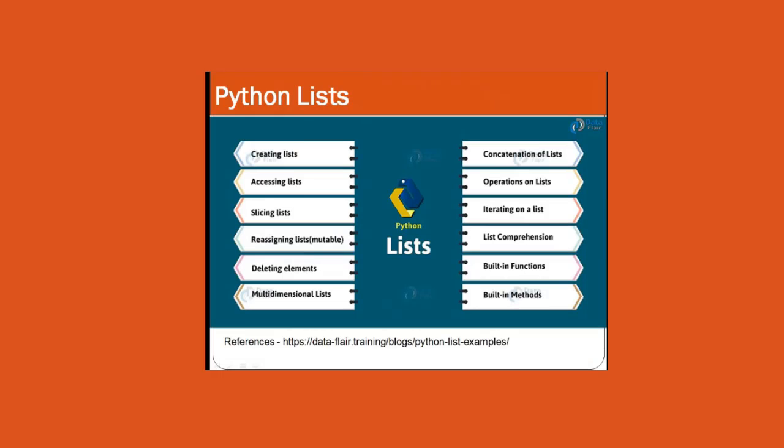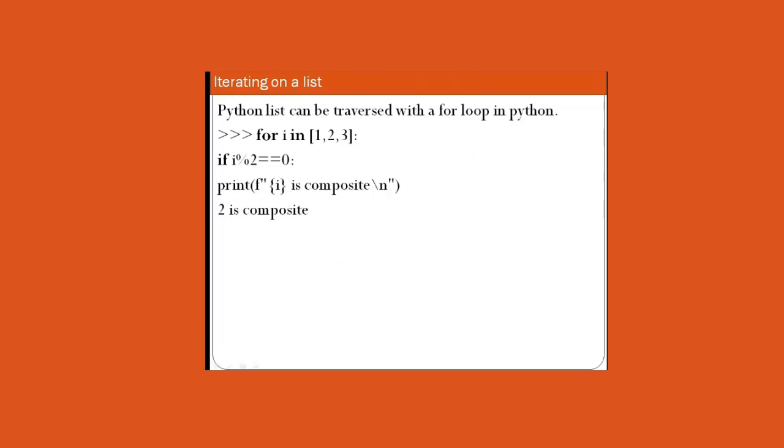Then we are moving towards iterating on a list. So how can you access all the elements? Here you are using the for loop. So i is the variable, or counter, that you have, and then in, and then the list.